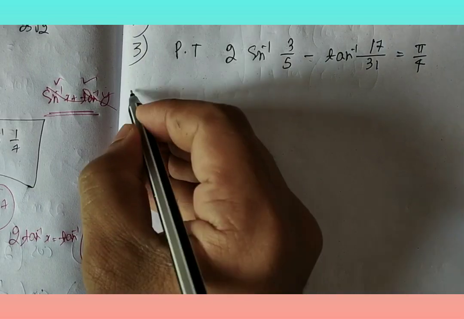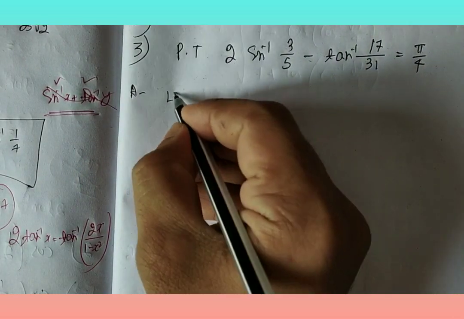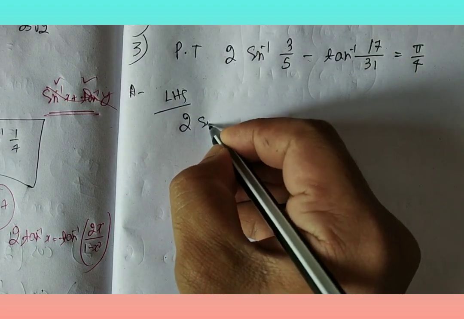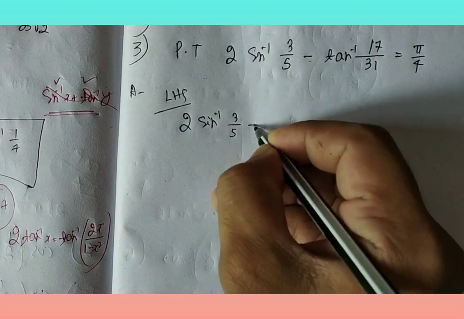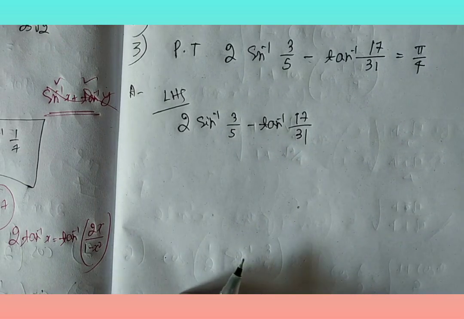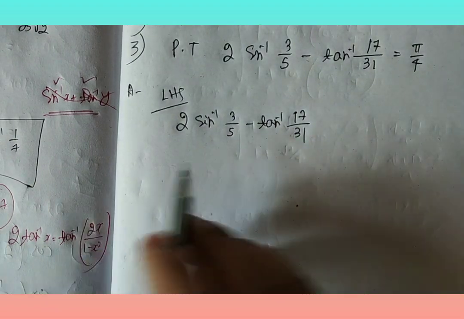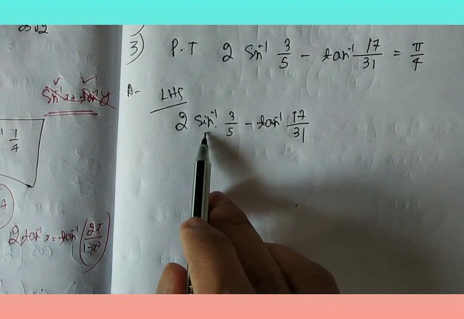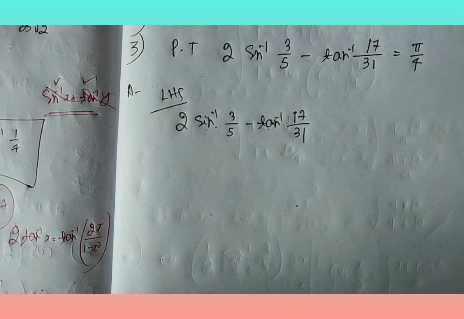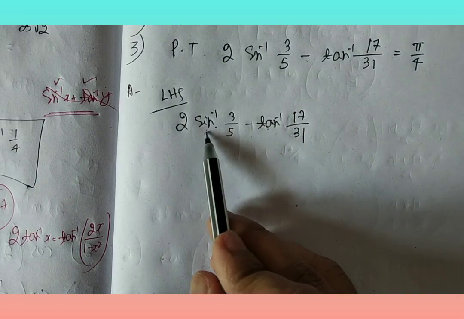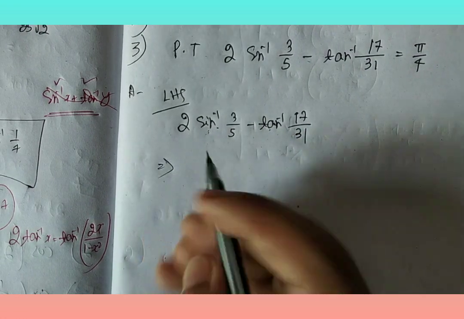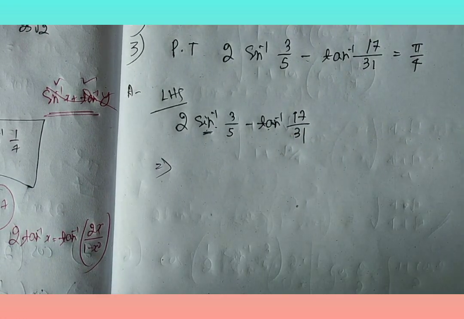Question number 3. Taking left hand side, 2 sin inverse 3 by 5 minus tan inverse 17 by 31. We have to separate these two terms. This function is sin, this function is tan. Subtraction is not possible. Either we have to convert this function into tan, otherwise we have to convert this function into sin. First we'll convert this function into tan.